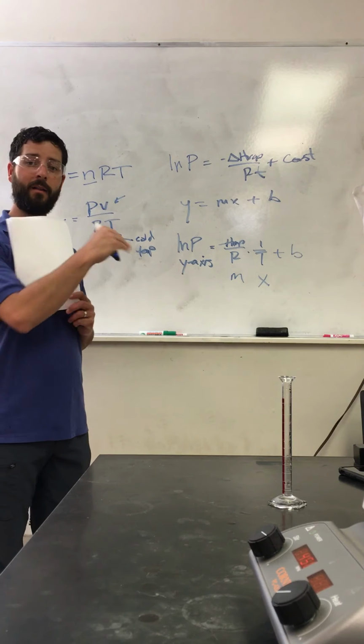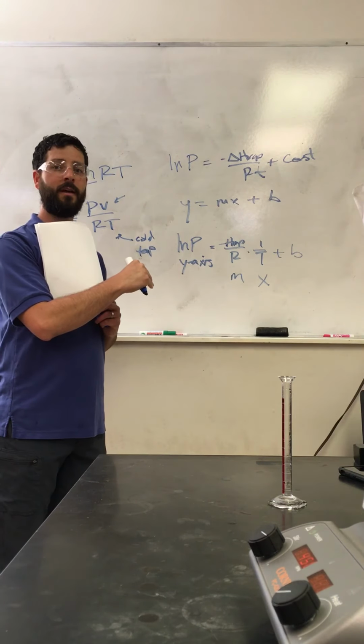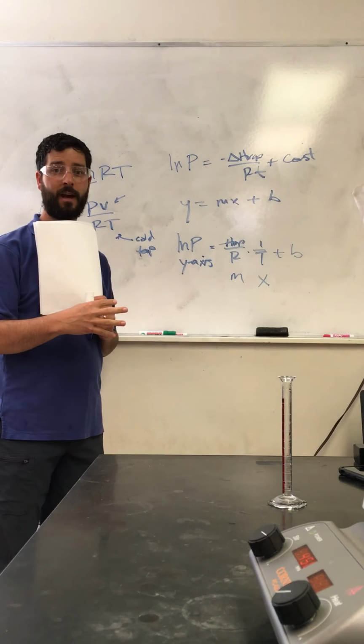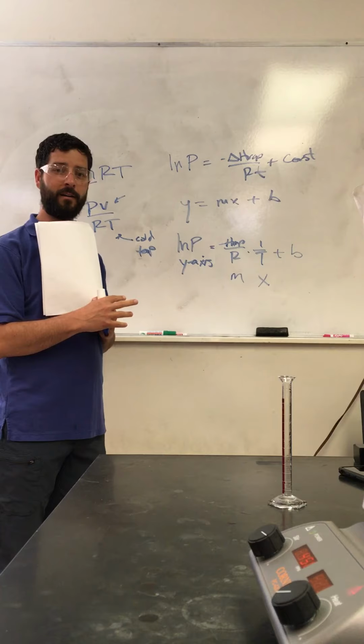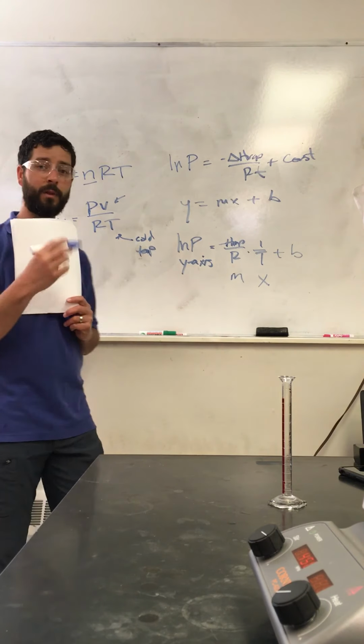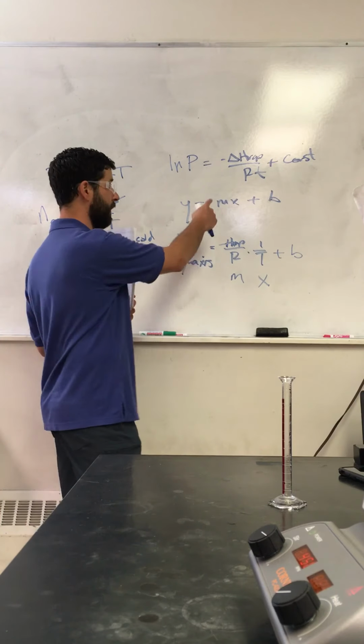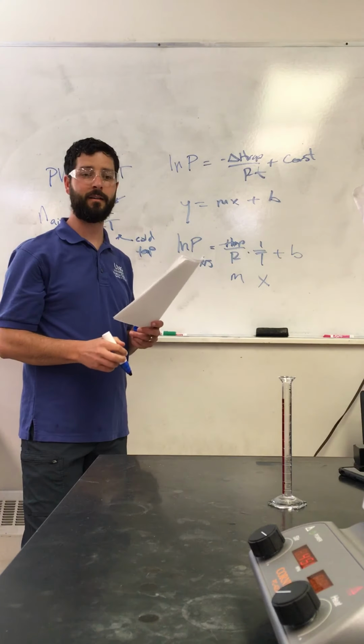So we're going to plot ln of vapor pressure versus 1 over the temperature in Kelvin. Okay, you have to convert these to Kelvin as well in your calculations. That's going to give us a straight line plot. From that plot, you should be able to get the slope, and from that slope, you should be able to calculate delta H vap.